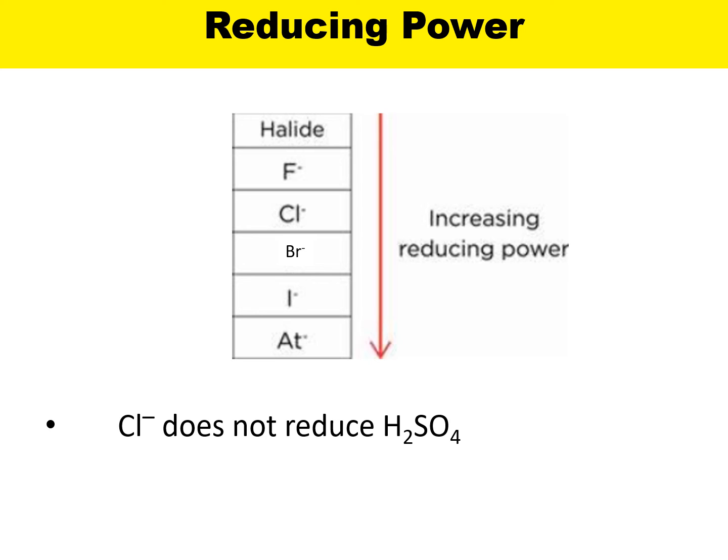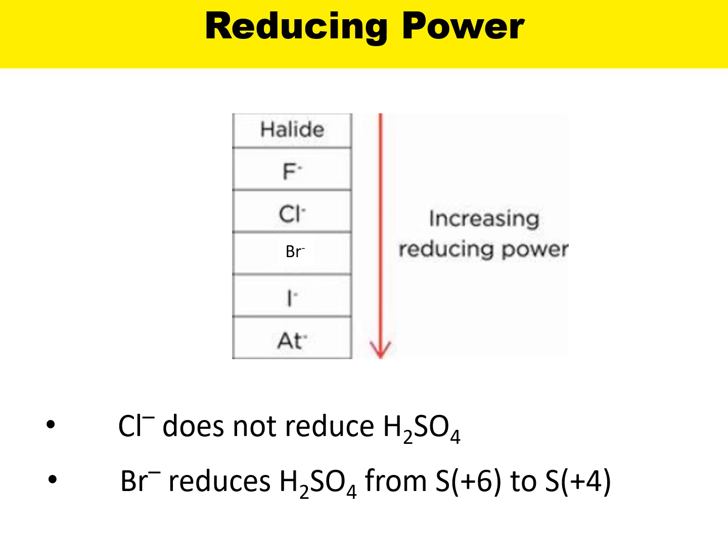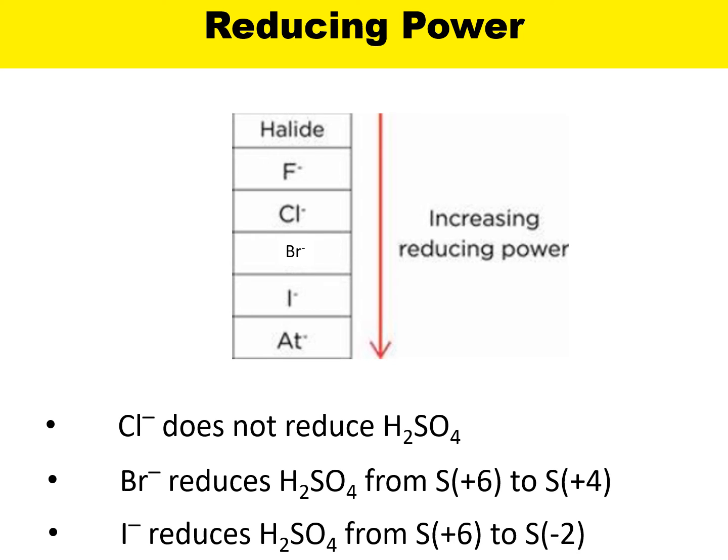So if we think about our chloride ion, it does not reduce sulfuric acid. Our bromide ion does reduce sulfuric acid, and our iodide ion also reduces sulfuric acid. And we would expect this because the halides become stronger reducing agents as we go down the group.